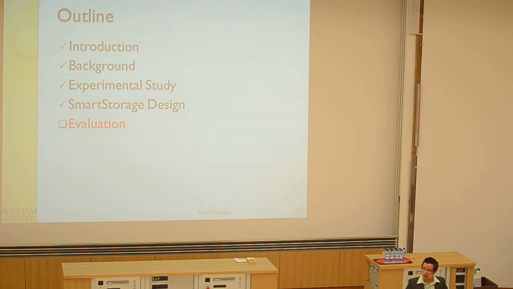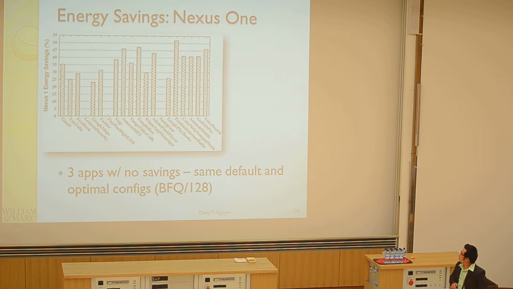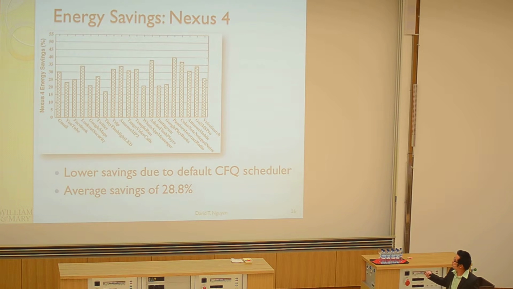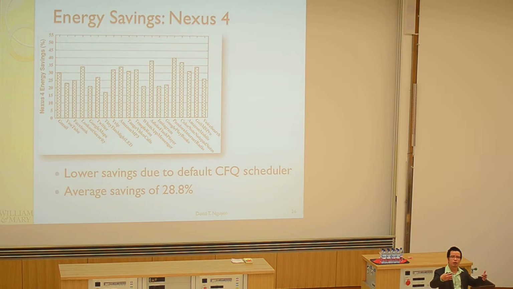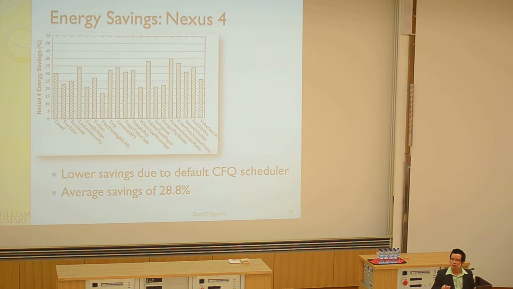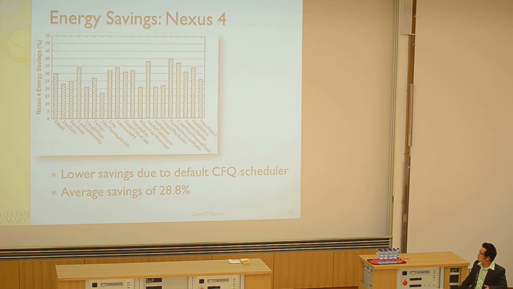So let me show you a brief evaluation. When we evaluate on Nexus 1, there are 3 applications with no savings, because they have the same default configurations as the optimal configurations, BF 21.8. Let me show you Nexus 4. Nexus 4 reflects better the state-of-the-art of flash technology now, because it's, I believe, still the latest phone. So you can see that the savings are a little bit lower than Nexus 1.